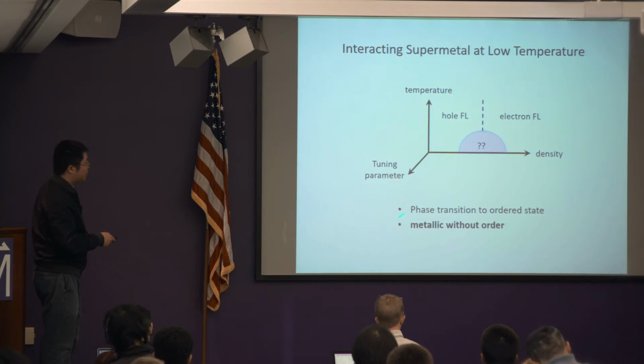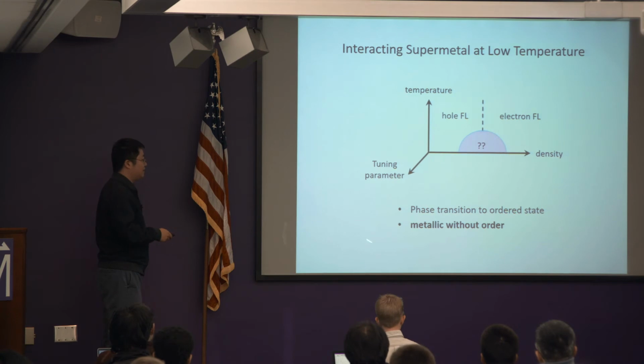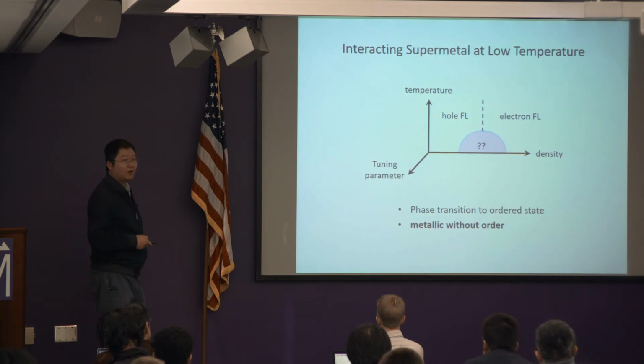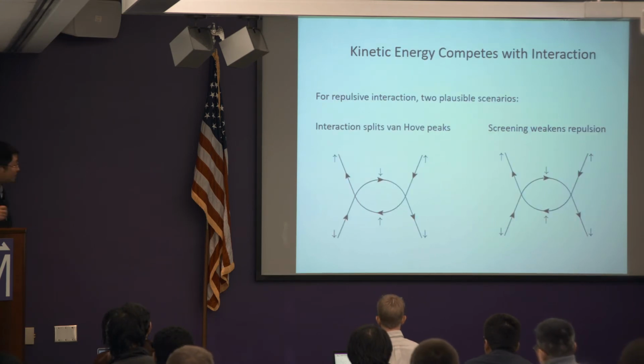But instead, here we want to ask a purely theoretical question, right? Is it possible that for systems with this power law divergent tensor state, it could remain metallic down to the lowest temperature, down to zero temperature, without any long-range order? I'll show that this possibility can indeed be realized.